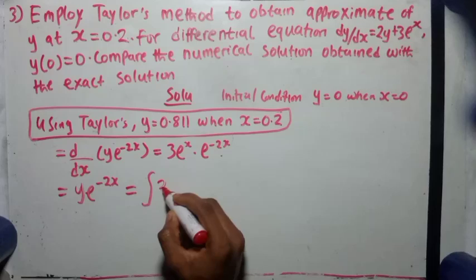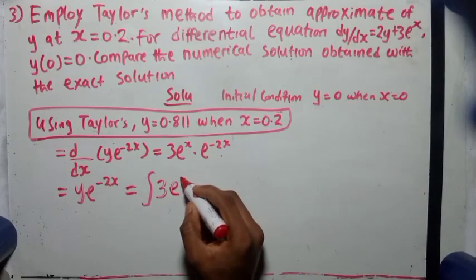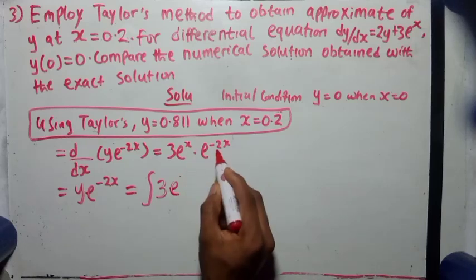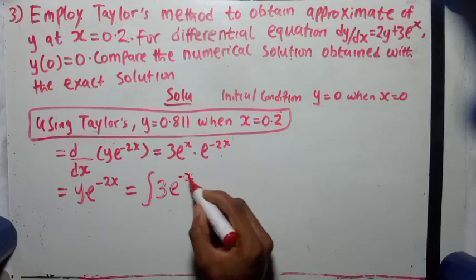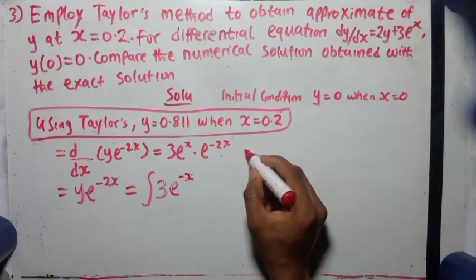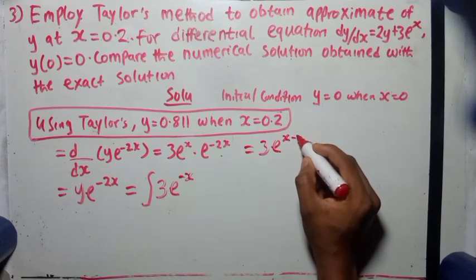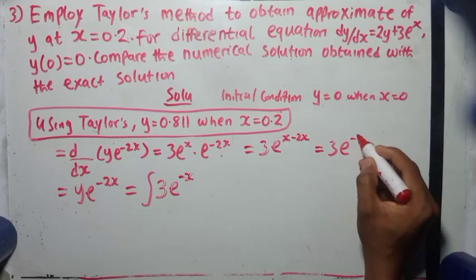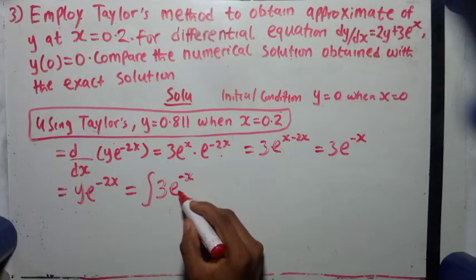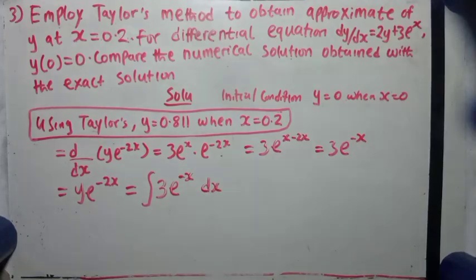So we have 3 exponential, this is x minus 2, so we're going to have x minus 2x. This can be written as what? 3 exponential x minus 2x. So we have written this. Now we multiply it by our dx.